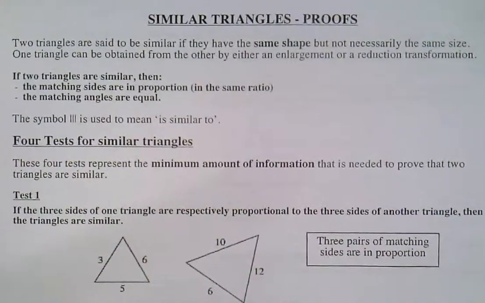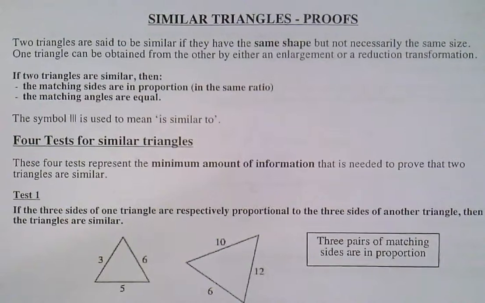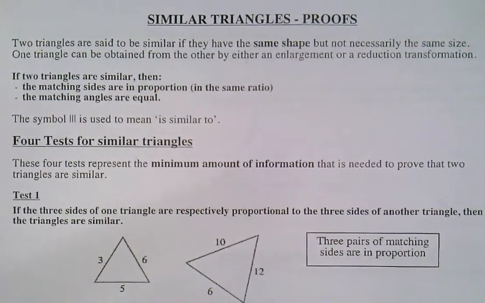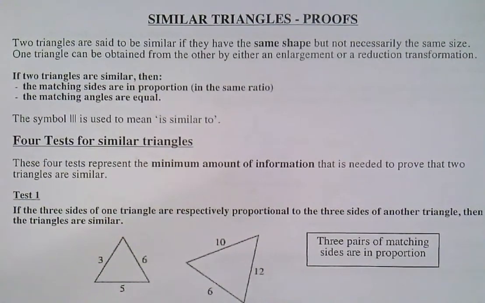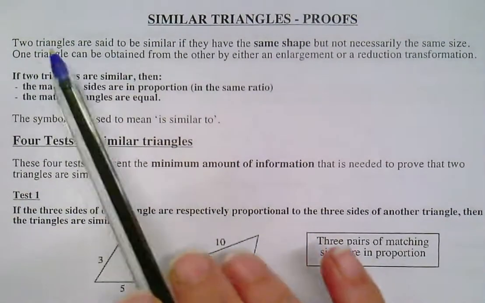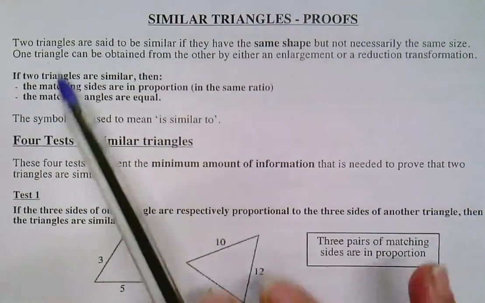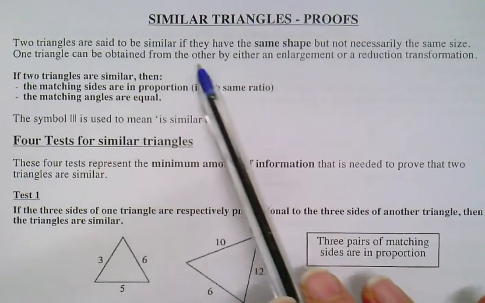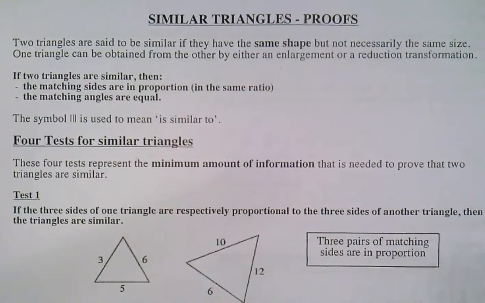Okay, this is our first video on similar triangle proofs. We've been looking at congruence before. Congruent figures have exactly the same shape and exactly the same size, but with similar figures, one figure will be an enlargement or a reduction of the other figure. They'll have the same shape, but not the same size. So two triangles are said to be similar if they have the same shape, but not necessarily the same size. One triangle can be obtained from the other by either an enlargement or a reduction transformation.